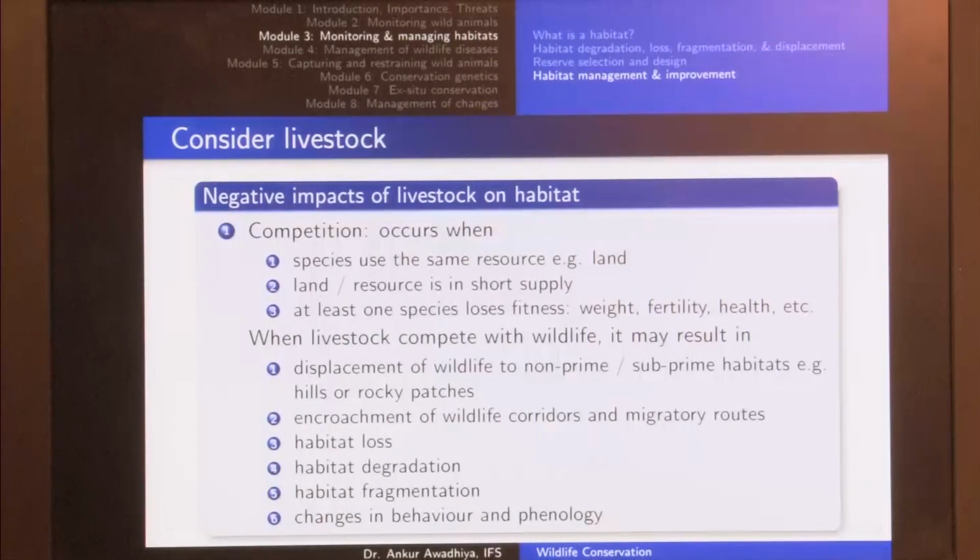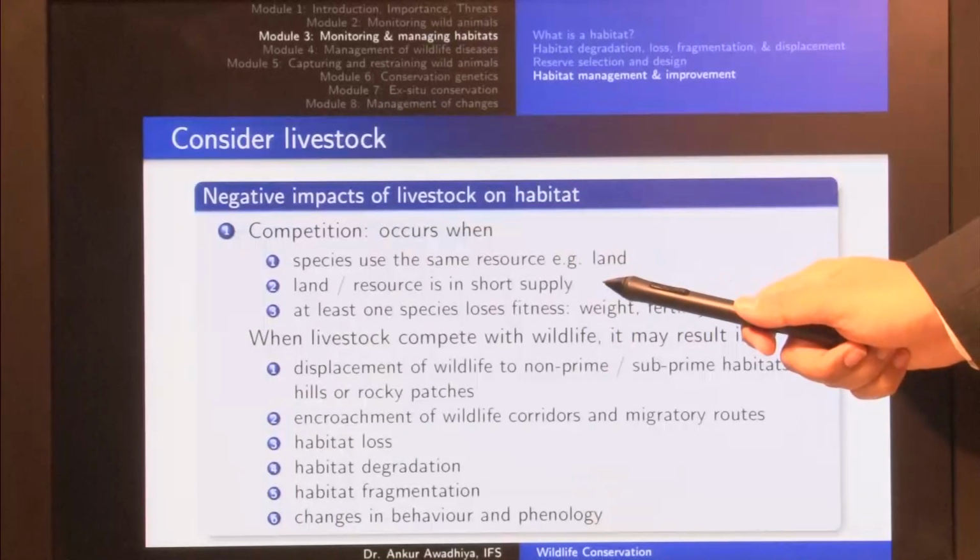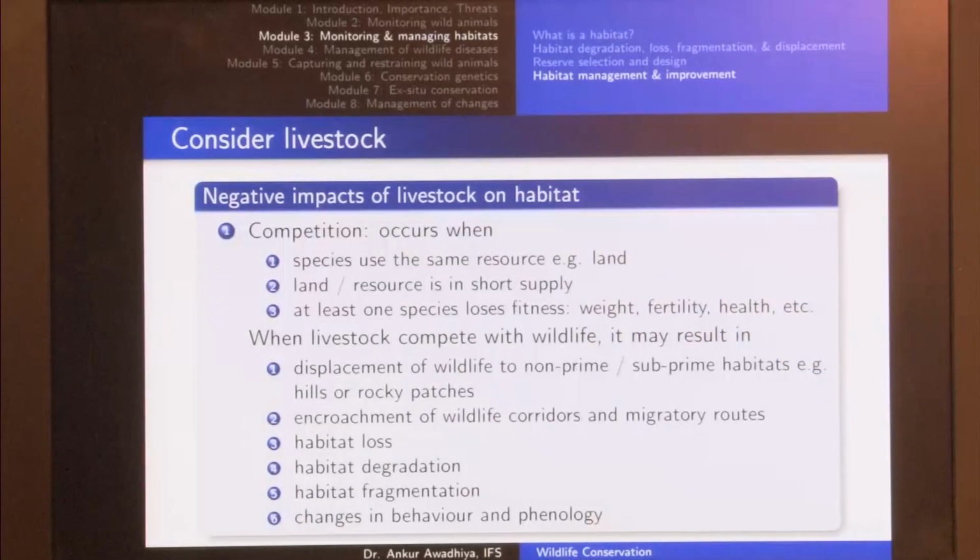Even when they are using the same resource, if the resource is in plenty, there would hardly be any competition. But if the land or the resource is in short supply, then it creates conditions of competition. And when competition happens, at least one species loses fitness in the form of weight, fertility, health or so on. In most situations when there is a competition between wild animals and livestock, it is the livestock that prevails, because there are humans to take care of the livestock and to get rid of the wild animals when they compete.